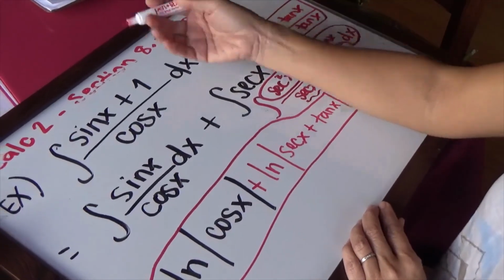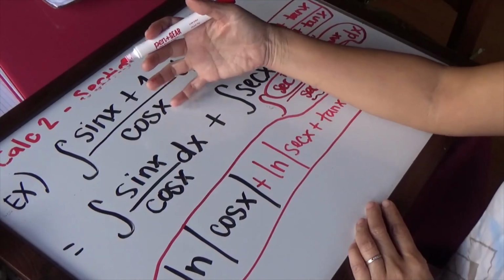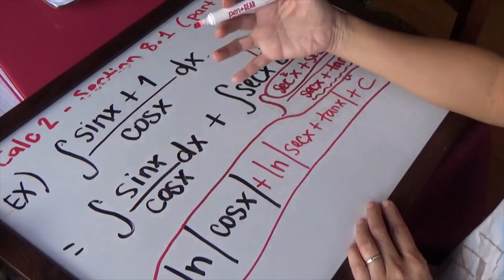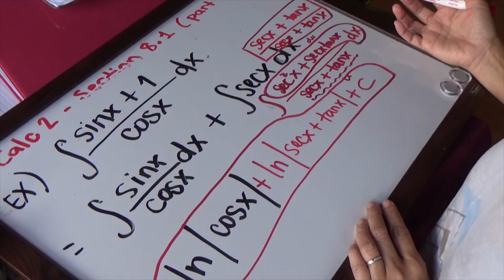And this in structure looks like a polynomial divided by a monomial. So you write them separately. And you take the integral individually to get there. Does that make sense?